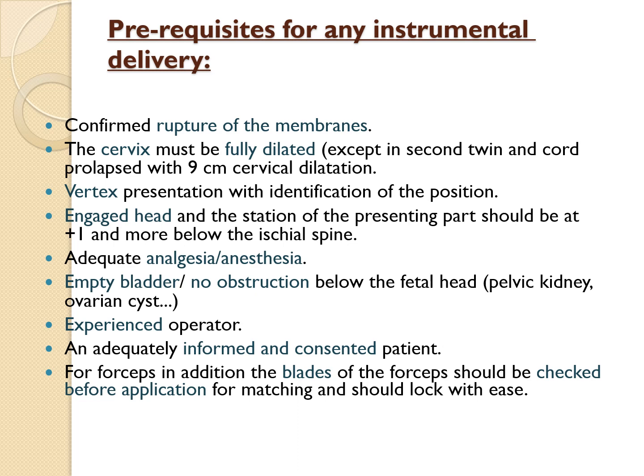Prerequisites for any instrumental delivery. We can consider these the conditions that must be present in every patient so that we can use instrumental vaginal delivery. These are confirmed rupture of the membranes. The cervix must be fully dilated except in second twin and cord prolapse with 9 cm cervical dilatation. These are the two exceptions only.